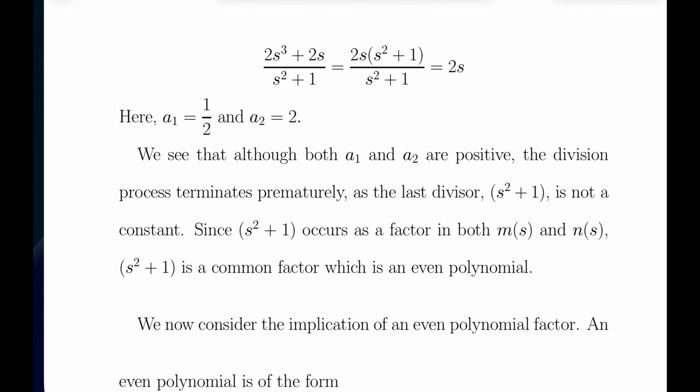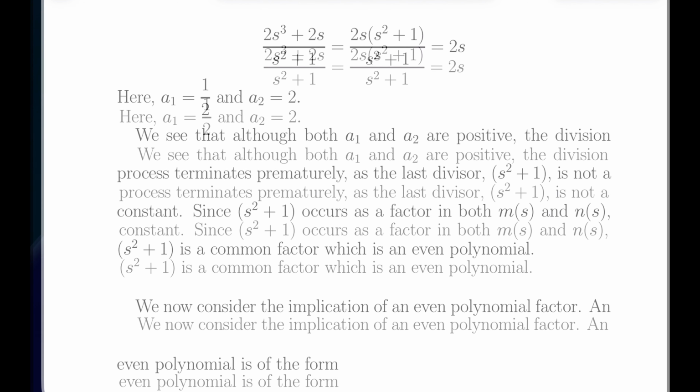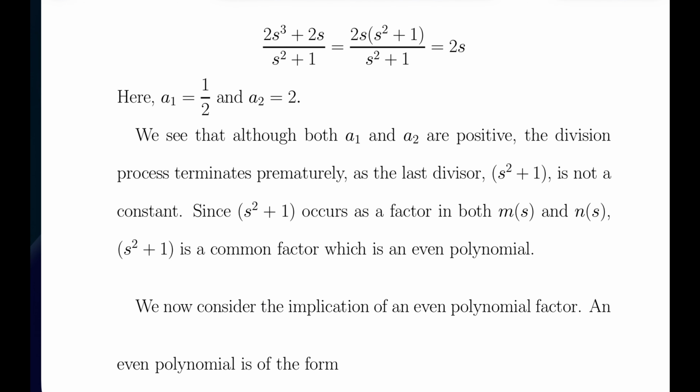We now divide 2s cube plus 2s by s square plus 1. The numerator can be written as 2s into s square plus 1, and the denominator is s square plus 1. So we find from here that s square plus 1 is a common factor in both numerator and denominator. When solved, this gives you 2s. So we find here that a1 is half and a2 is 2. We see that although both a1 and a2 are positive, the division process terminates prematurely, as the last divisor s square plus 1 is not a constant.